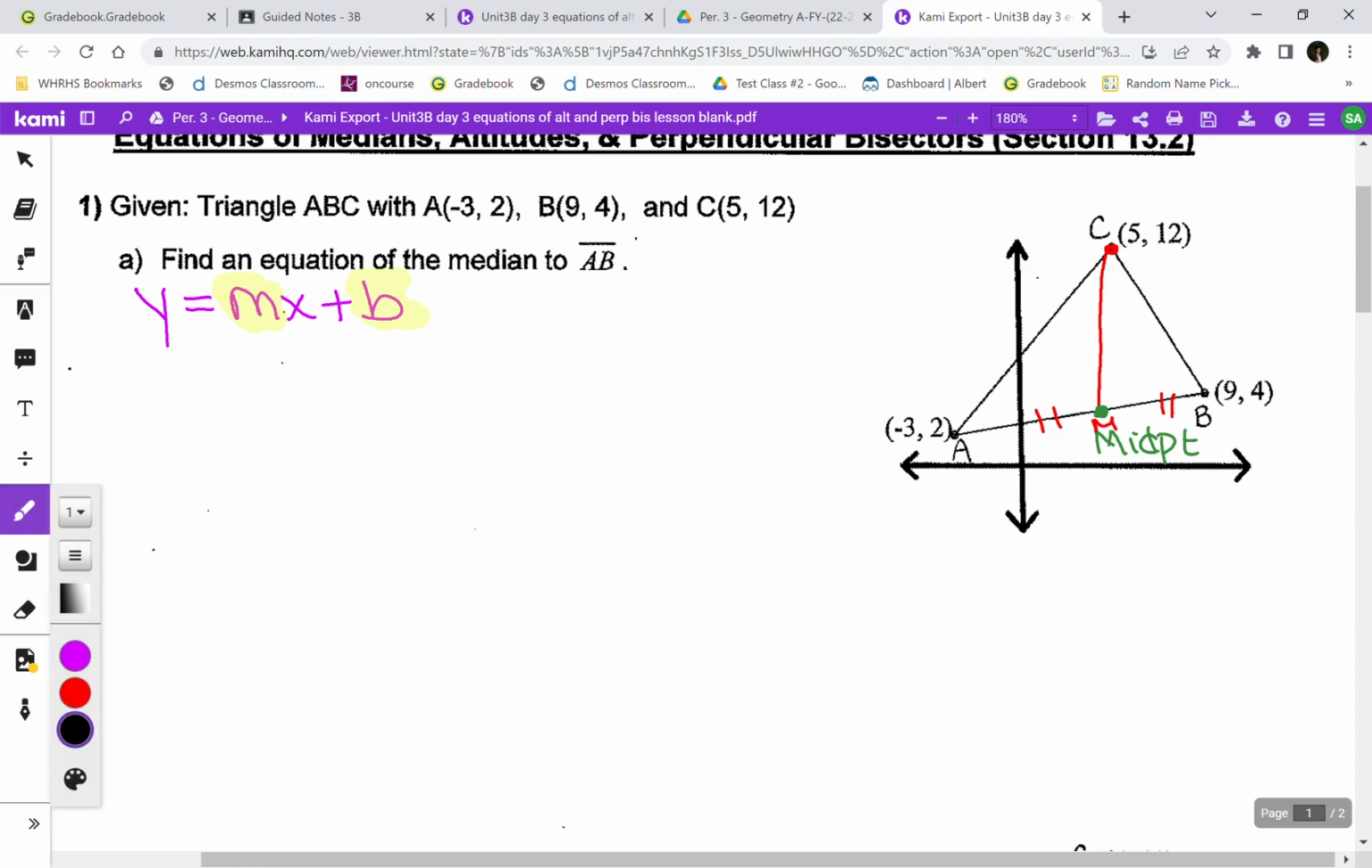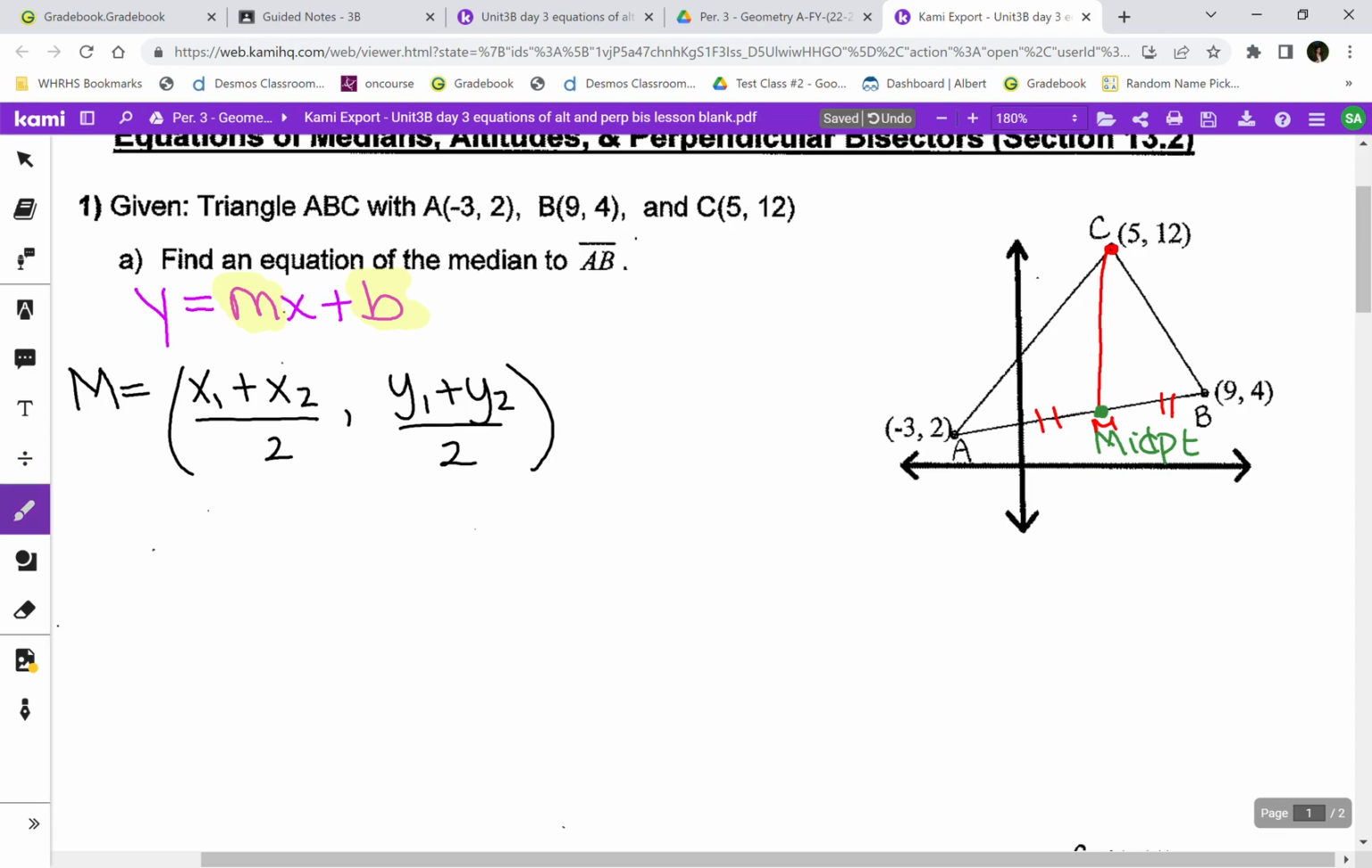So we're going to say M is equal to x1 plus x2 over 2, y1 plus y2 over 2. So we're now just finding the coordinates of the midpoint. All right, so I'm going to have negative 3 plus 9 over 2, and then comma 2 plus 4 over 2. What are the coordinates of my midpoint?